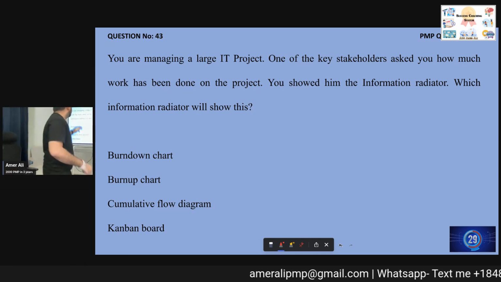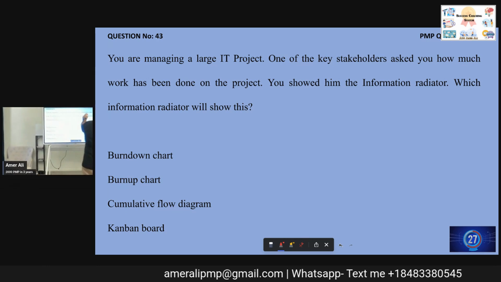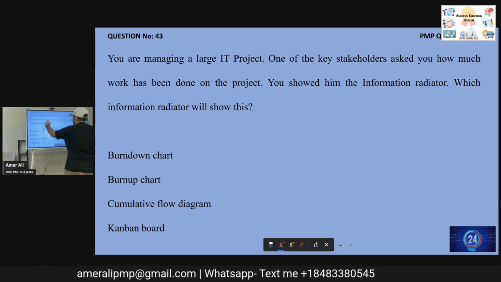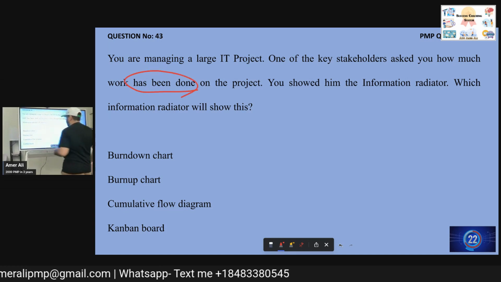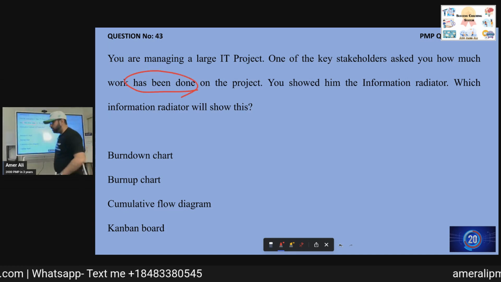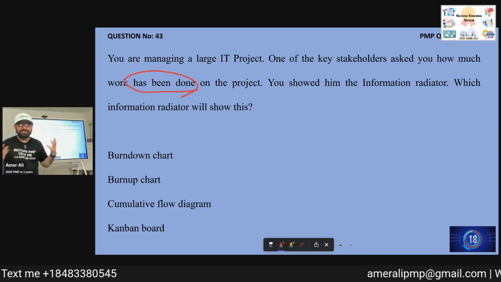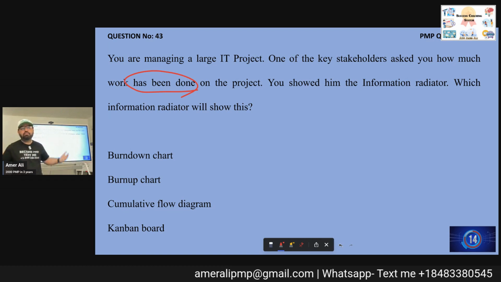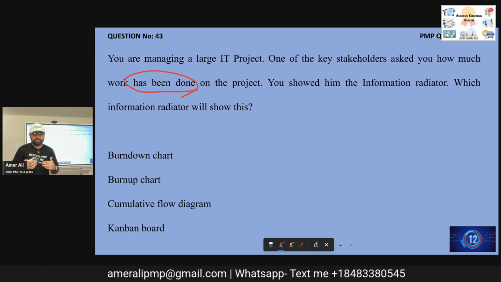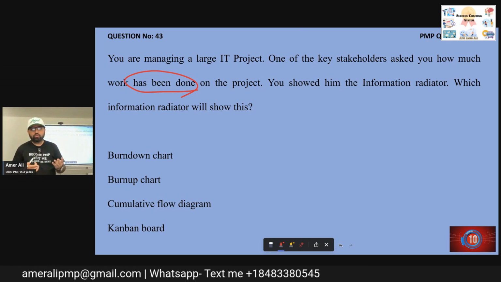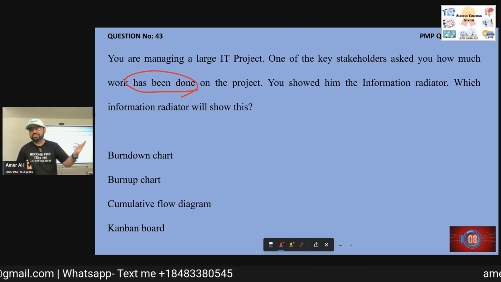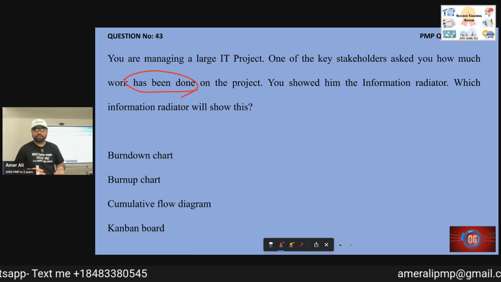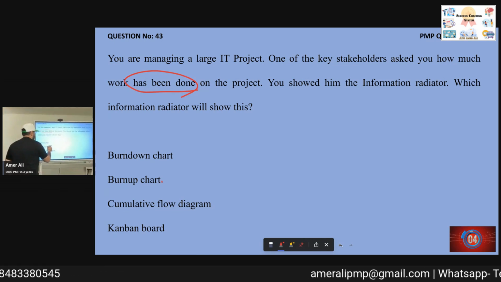Okay. So you are a manager in an IT project, and a stakeholder asks you how much work has been done. Now we always look for the keywords. Here the keyword is how much work has been done. So we already discussed this. This is the power of the elimination technique. On one option you spend 4 minutes, on other options you can just identify the keywords and move ahead, right? So we know it is the burn up chart.